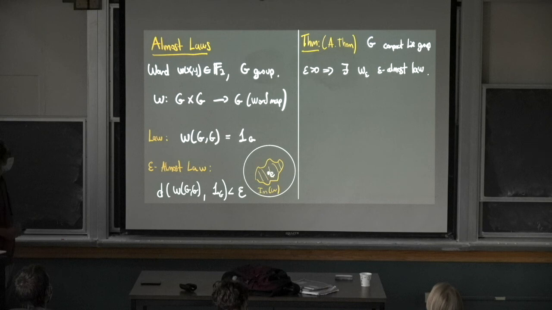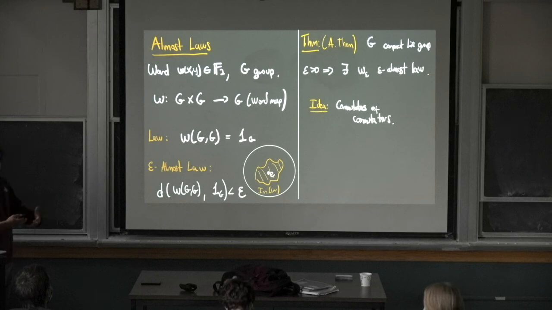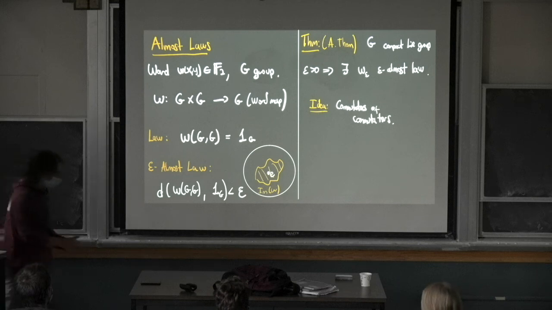The idea of the proof involves the trick of taking commutators of commutators. As soon as you have a word that takes things close to the identity, you take commutators of commutators, and you end up closer and closer to the identity, as close as you want.